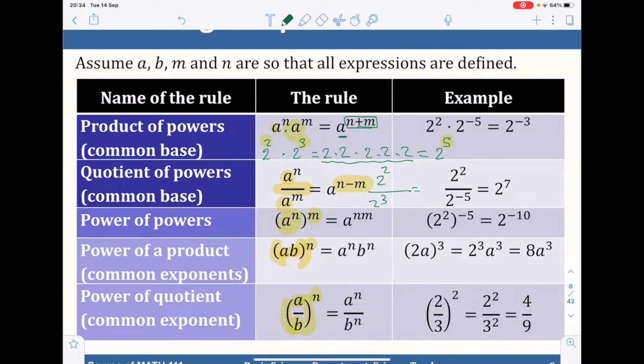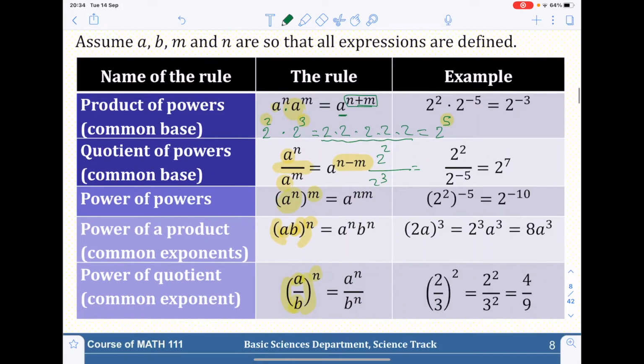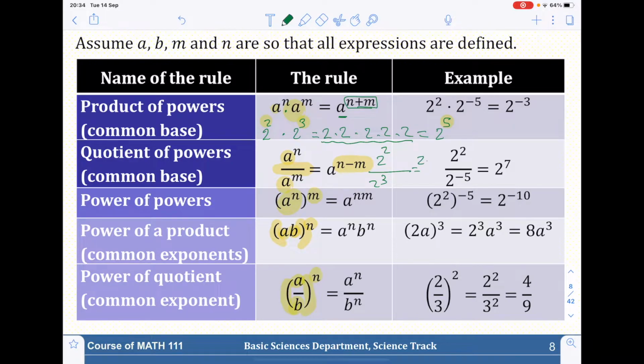So the reason that the result is the difference of the powers is because here we have 2 times 2, and this one is 2 times 2 times 2. So I will cancel this one with this one and this one with this one. I will be left with 1 over 2, which is 2 to the power negative 1. And you can see that negative 1 is 2 minus 3. So all you have to do is to subtract the powers.